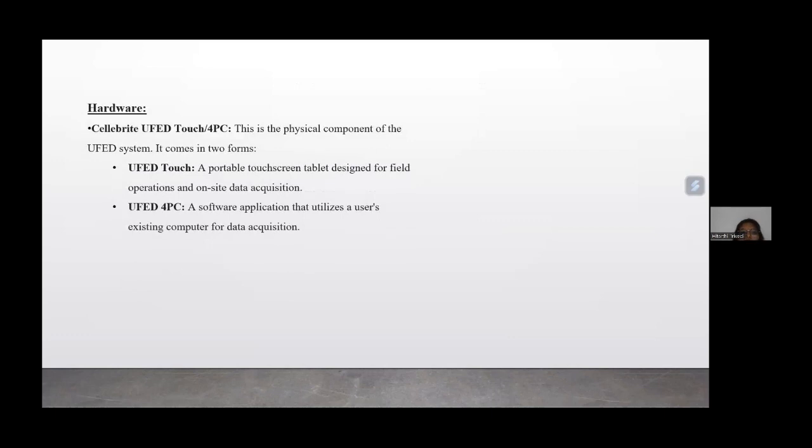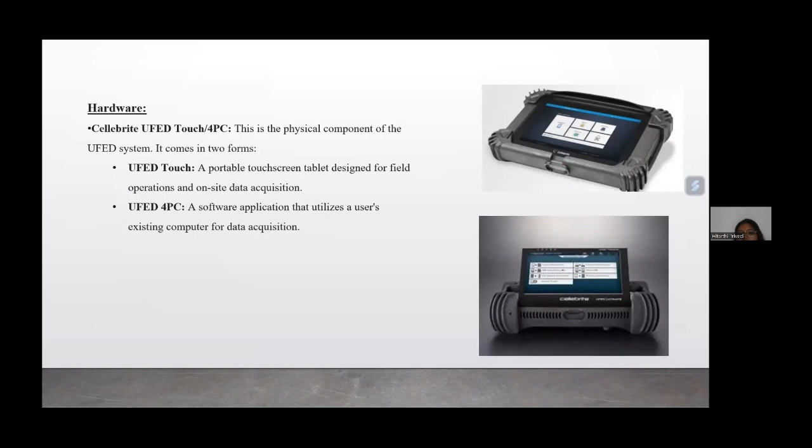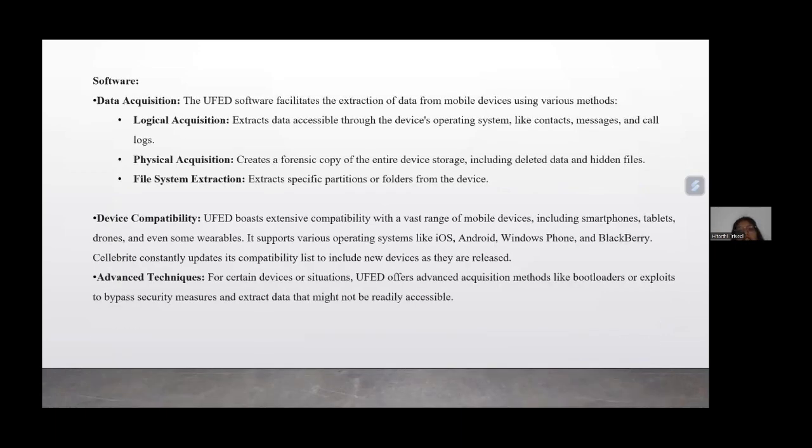See, hardware, there are two types. That is UFED Touch and UFED 4PC. You have to connect your PC through certain cables and then operate it with the help of the hardware. Hardware is what we can see, touch, feel. I'm just briefing you. So the physical component of UFED comes in two forms: UFED Touch and UFED 4PC. This is UFED 4PC, a software application that utilizes the user's existing PC for data acquisition. This is UFED Touch. Here you simply click on it, then it will show you the mobile phones available nearby. This is the software version which you install in your laptops. Here you can conduct file system acquisition, logical and physical.